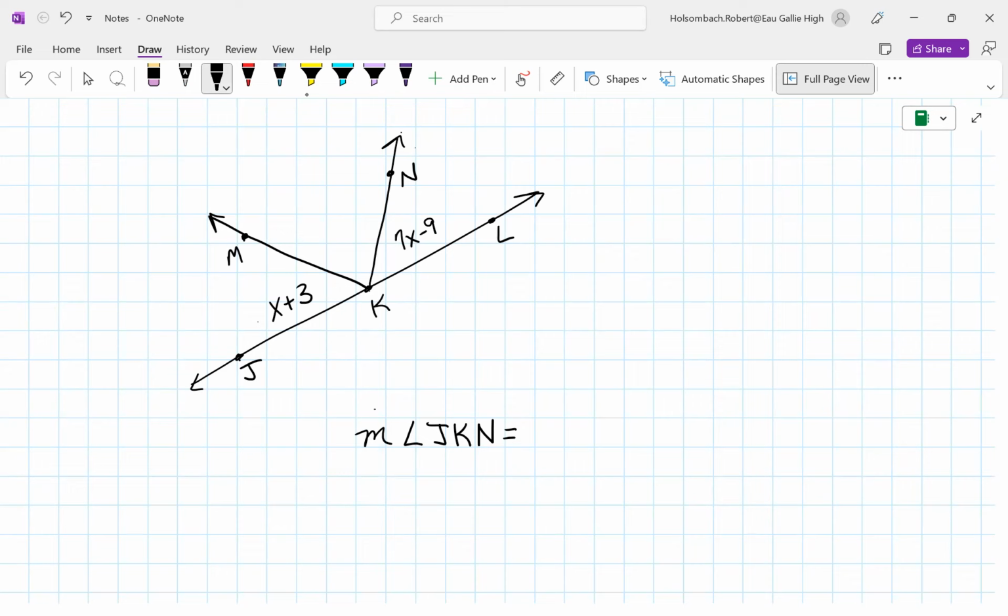Now, the original information still holds true. KN, here's K to N, it bisects LKM. So these two are still congruent. So if those two angles are still congruent, what is the measure of MKN? 7x minus 9.